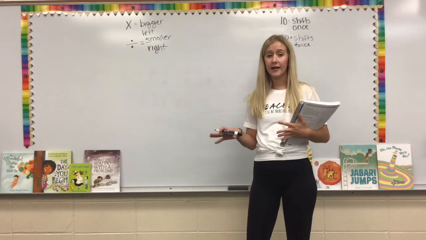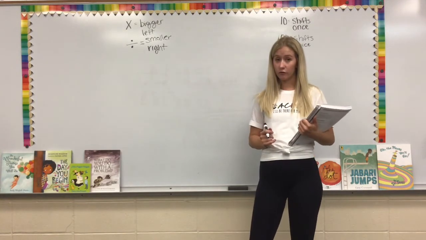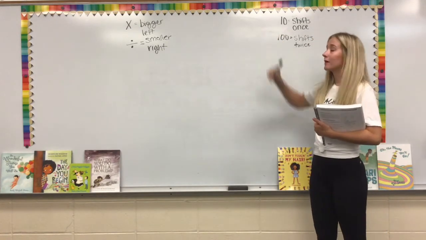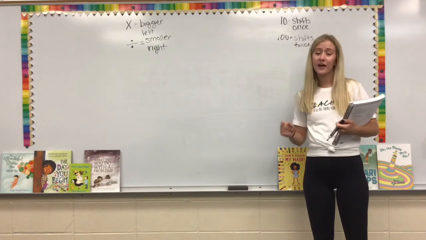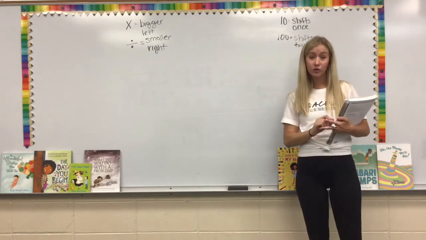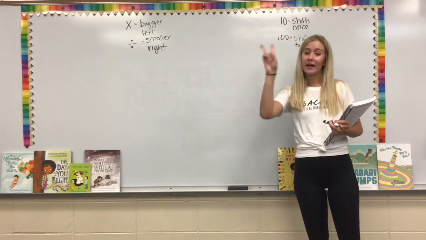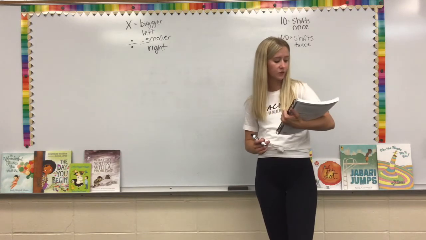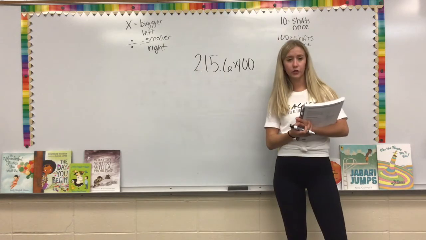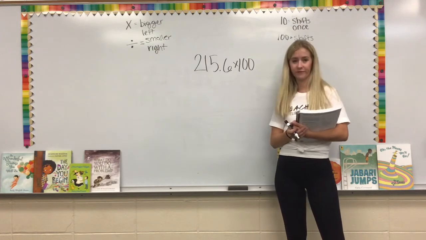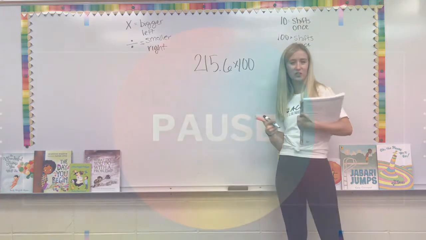We're going to try these next problems without using our place value chart. I just want to go over one quick thing. We've been multiplying by tens so far, and I know that that means that I'm shifting one place value. Whenever I'm using the hundreds, I know that I'm going to be shifting by 2 place values. The first problem that I'd like you to practice this with is 215.6 times 100. Pause the video and give that a try.